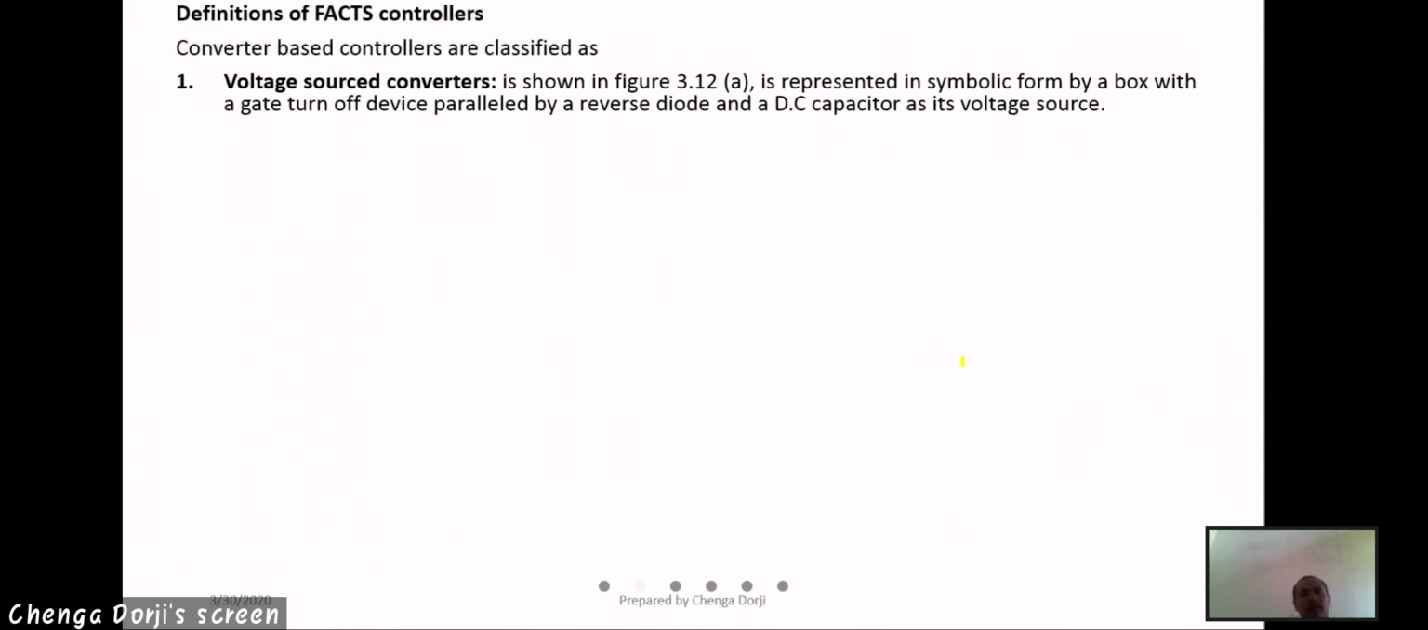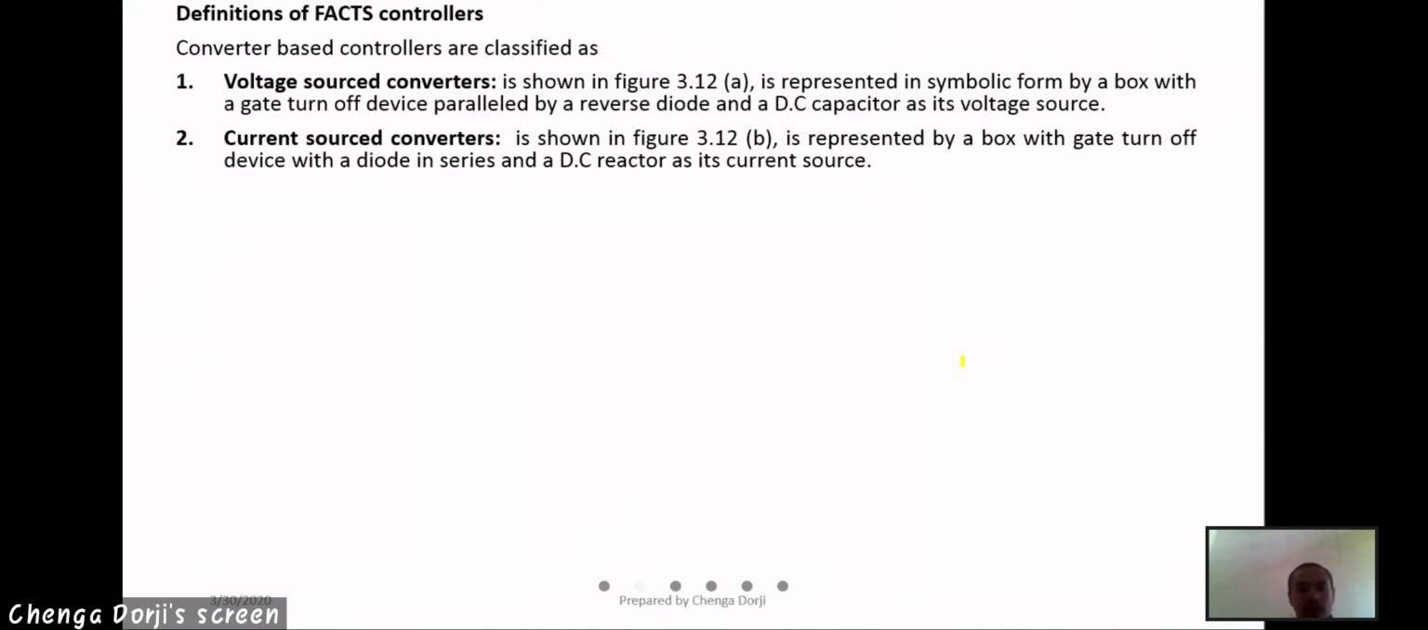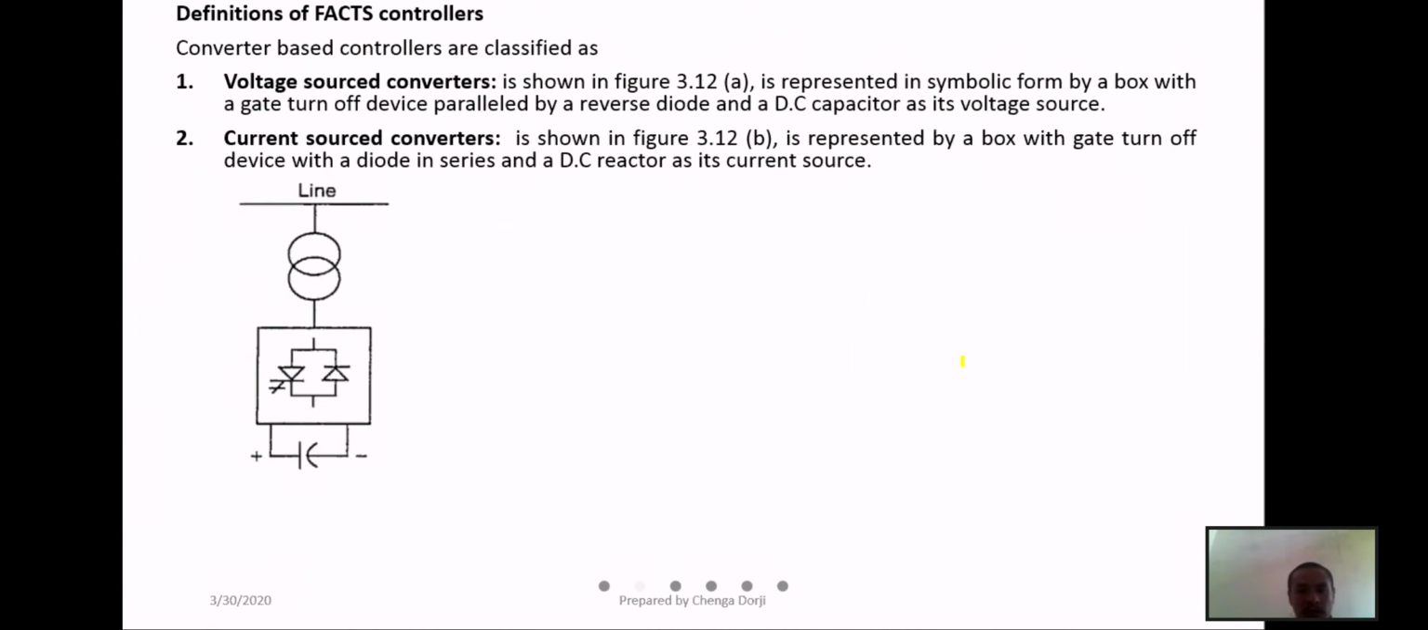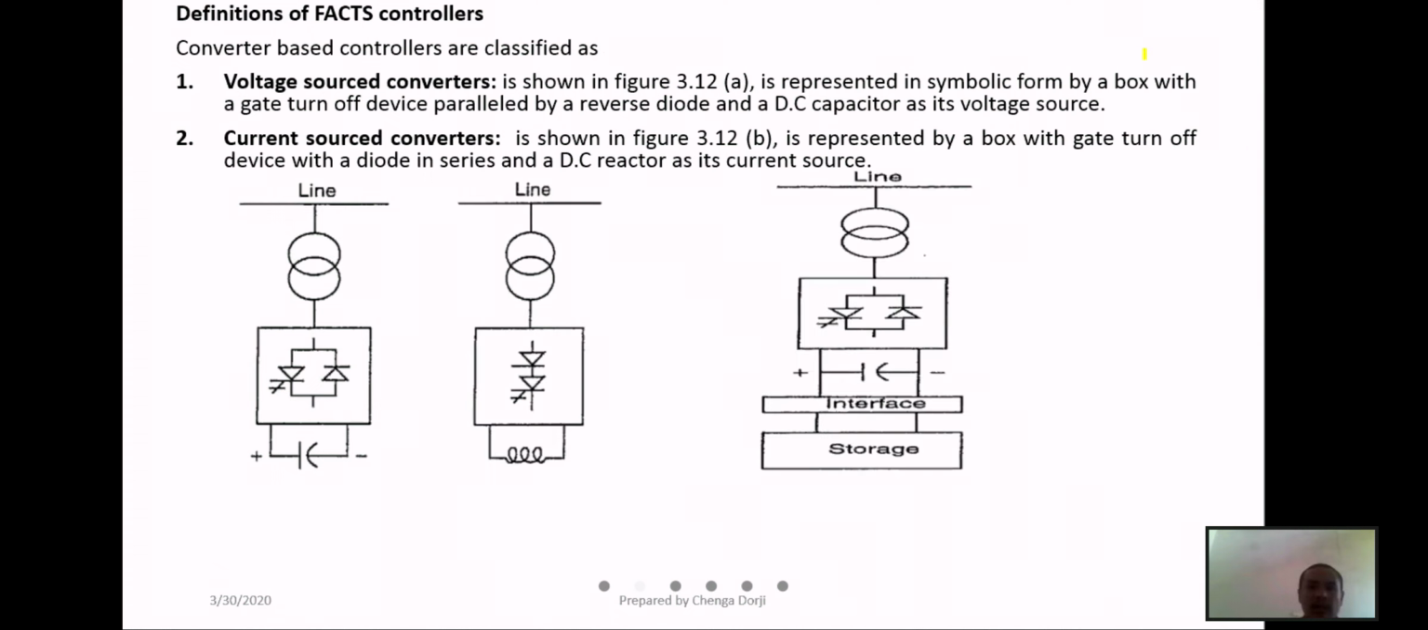So now you'll see the definitions of fixed controller. Just before going to that, converters are usually classified as voltage source converter and current source converter. So this is your voltage source and this is your current source. The voltage source is shown in the figure, this one. So this is your voltage source converter, VSC.